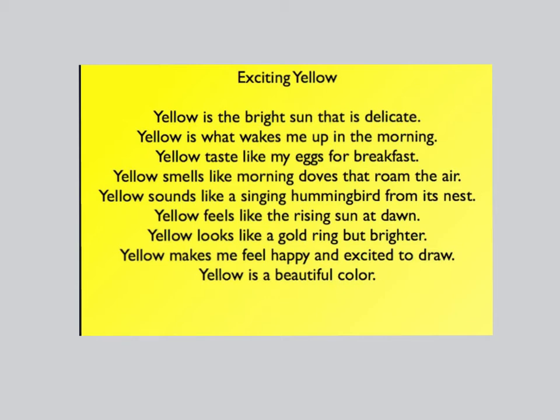If you noticed while I was reading, this poem has similes and metaphors. Yellow is the bright sun that is delicate. That is a metaphor. Yellow tastes like my eggs for breakfast. Now we have a simile, comparing yellow to my eggs at breakfast. Yellow looks like a gold ring, but brighter. There we have another simile. And to end the poem, they ended with, you guessed it, a metaphor.